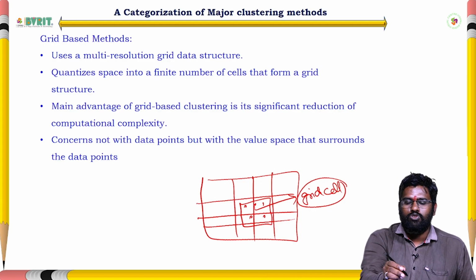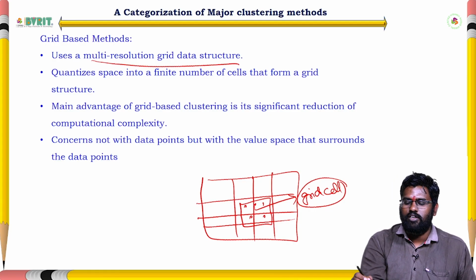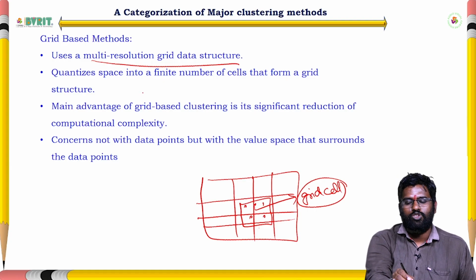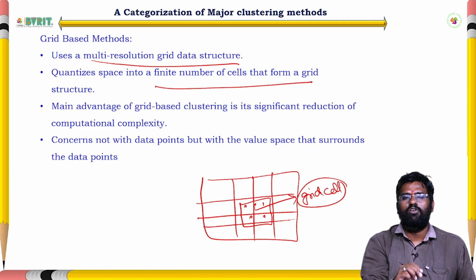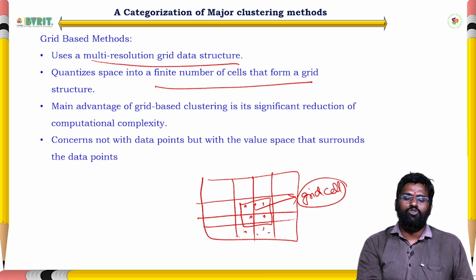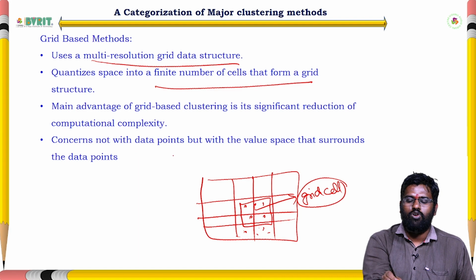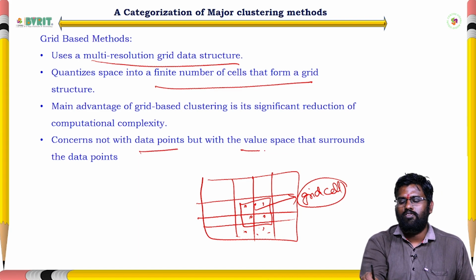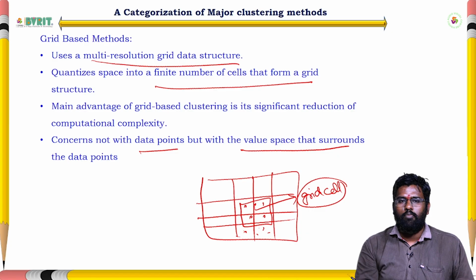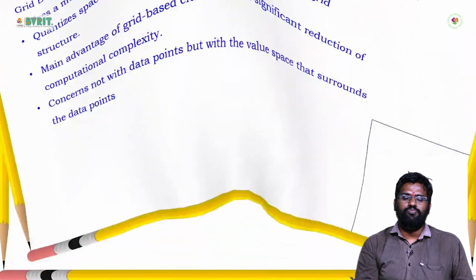It is used to show a multi-resolution grid data structure, with more than one resolution. It shows a finite number of points in the grid structure, containing n points in the given graph. It deals with the value space surrounding the data points. Now I will show you what is happening in grid based methods.